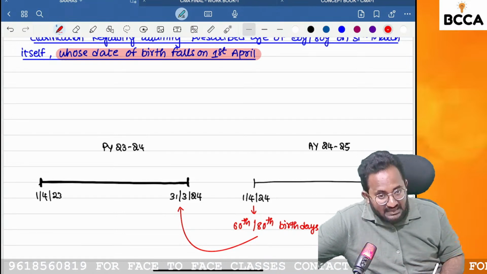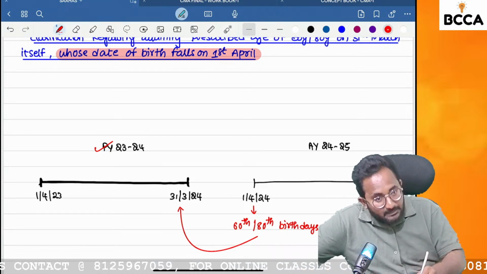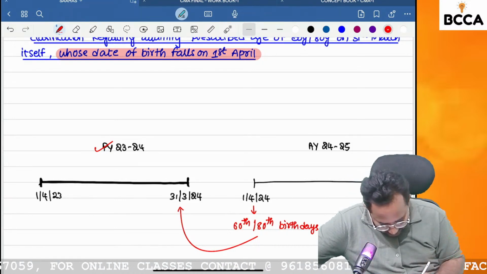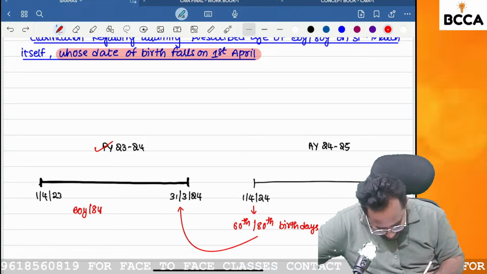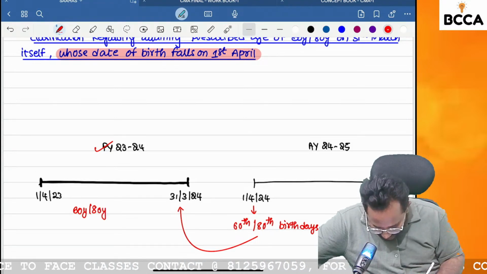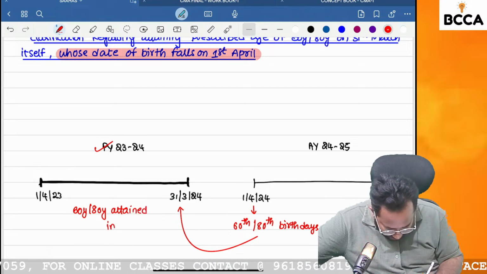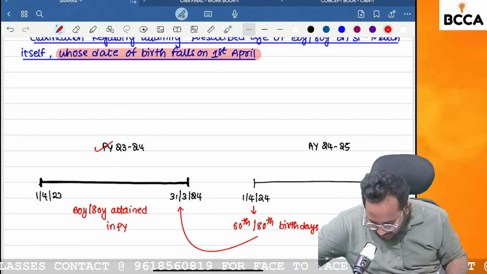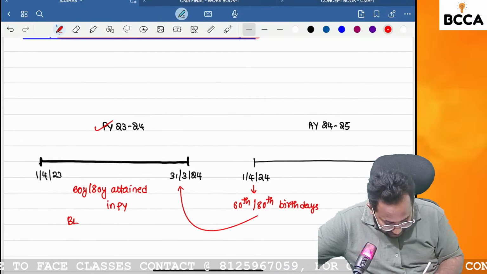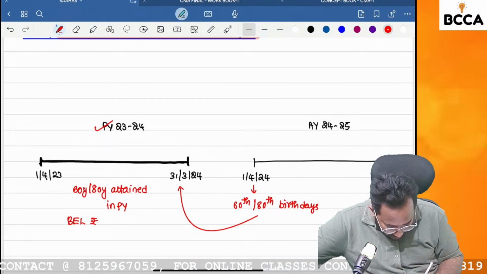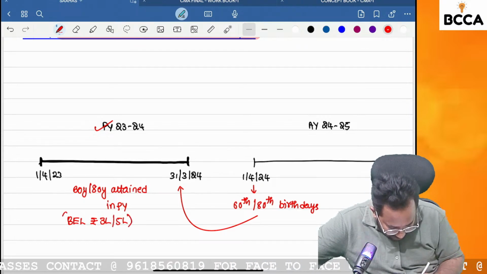You are treated as a senior citizen as well as super senior citizen for the previous year itself. In this situation, the 60 years or 80 years is attained in the previous year only. So you can get the basic exemption limit of 3 lakhs or 5 lakhs.